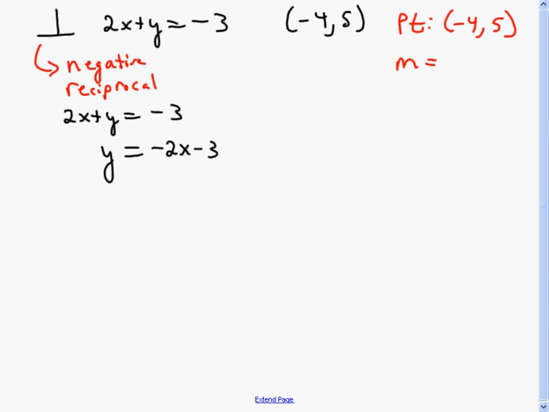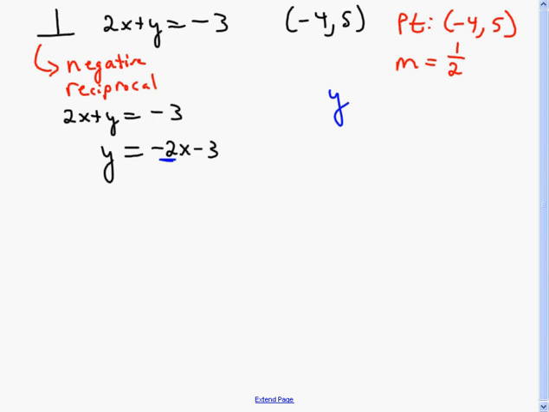So I want the line that's perpendicular. The slope of the line here is negative 2. So for me, the one that I want to use is the one that's perpendicular. So I'm going to change its sign. So instead of it being negative 2, it's going to be a positive. And then instead of it being 2, I'm going to have to take its reciprocal. And if I take the reciprocal, that's going to be 1 over 2. So the slope that I'm going to use is going to be 1/2 because of the fact that they're perpendicular. So there's my two pieces of information that I need. I have my point of negative 4, 5, and I have my slope of 1/2.